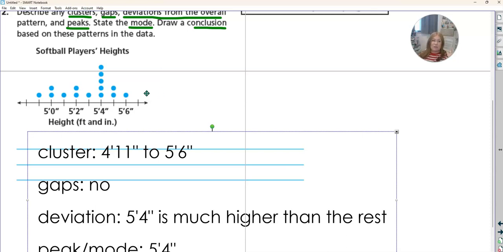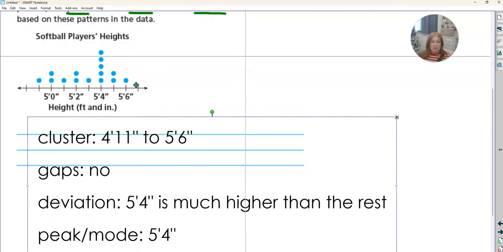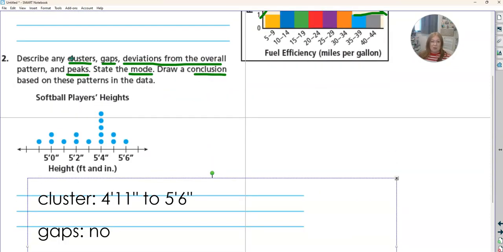A conclusion is just something you notice about this. I noticed only one person's not 5 feet. I noticed the tallest person is 5 feet 6 inches. So I would say this is a pretty average softball team. That's about what most people are. Okay, so make sure you make a conclusion. You just go through and answer every part of it.